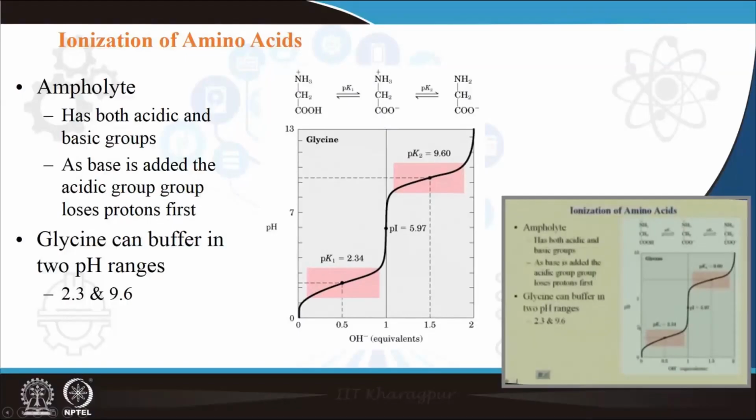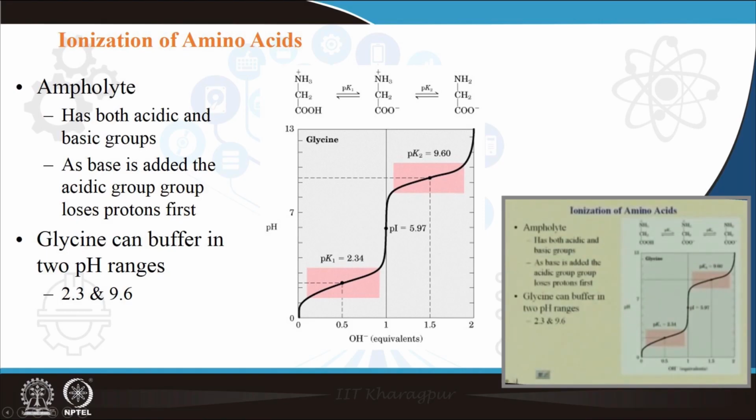Okay. Now, this is what happens when we titrate an amino acid. Okay? The titration of an amino acid is going to show a diagram like this, which you will understand very, very clearly. First of all, we consider these as ampholytes. Why? Because they have both an acidic and a basic group attached to it. That is true for all amino acids. You have an acidic group, which is the carboxylic acid group. You have a basic group, which is the amino group. So, these are called ampholytes.